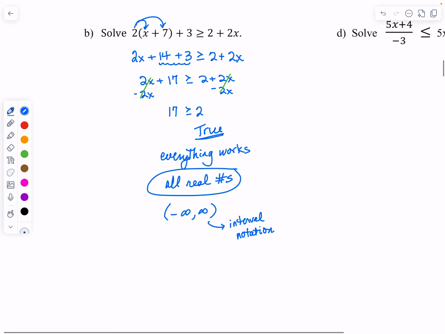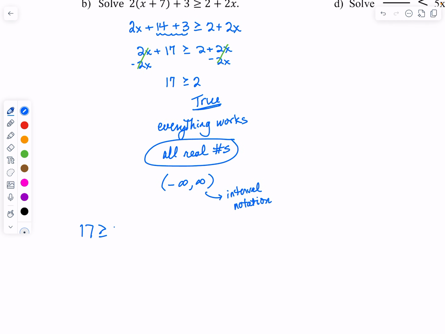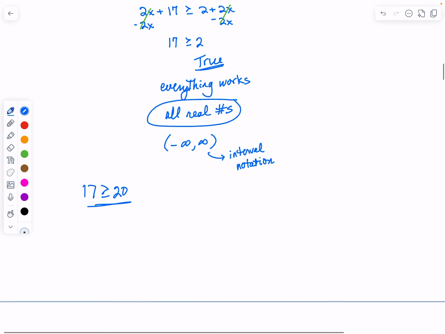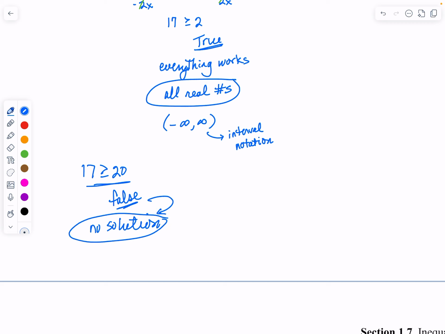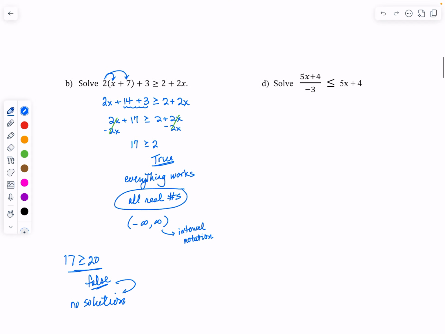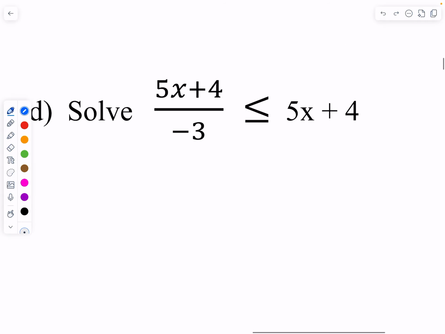Anyway, now what happens if I had 17 is greater than or equal to 20? What if that 2 had been a 20? Well, if I get something that's false, that's not true, then that means this is a no solution problem. So if you get a false statement, it's no solution. But this one was all real numbers. All right, one last problem before we look at interval notation.